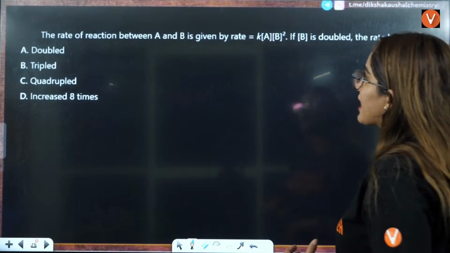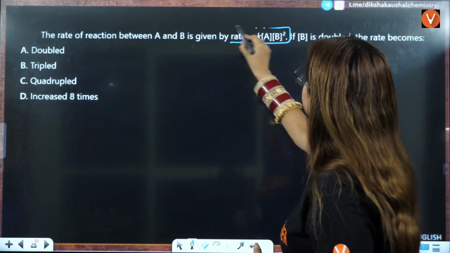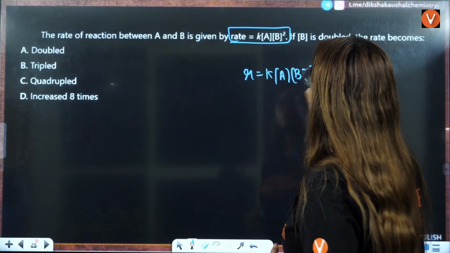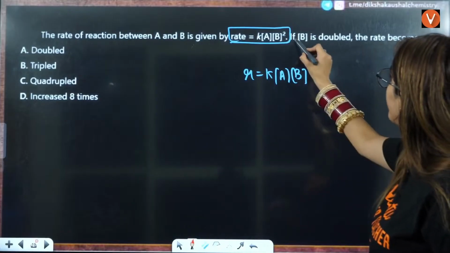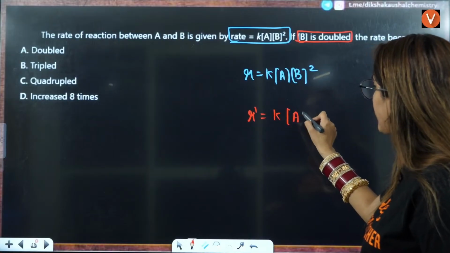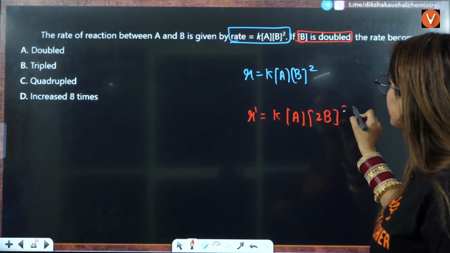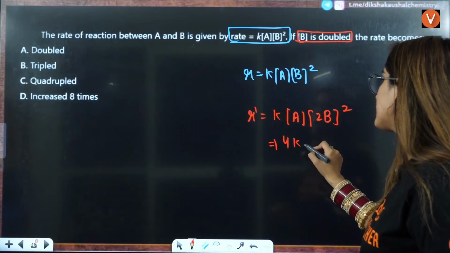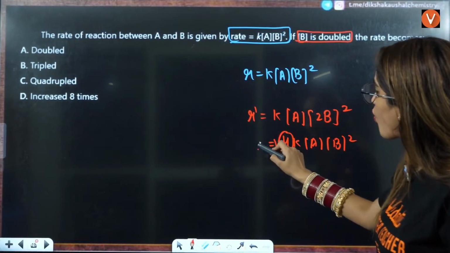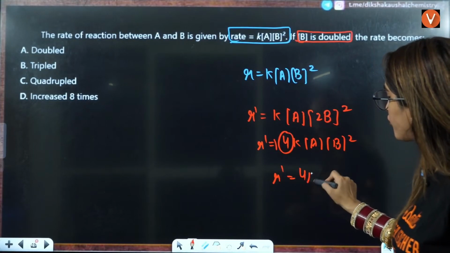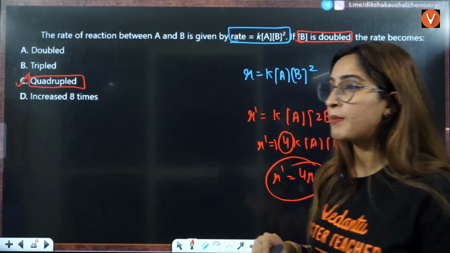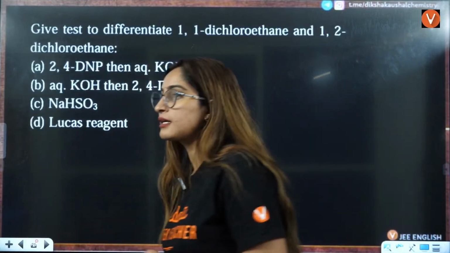Next is, the rate of reaction between A and B is given by this thing. This is the rate of reaction. R is equal to K, this is A, this is B squared. Now they are saying that B is doubled. That means the new rate is going to be K, this is A, this is 2B, and this is squared. That means this is 4K, this is A, this is B squared. So this is quadrupled. R dash is equal to 4 into R. So it is increased by 4 times, that is, it is quadrupled. So C is the correct answer here.